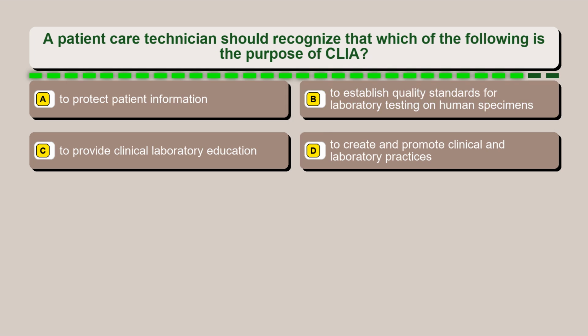Question 25. A patient care technician should recognize that which of the following is the purpose of CLIA? Option A. To protect patient information. Option B. To establish quality standards for laboratory testing on human specimens. Option C. To provide clinical laboratory education. Option D. To create and promote clinical and laboratory practices.